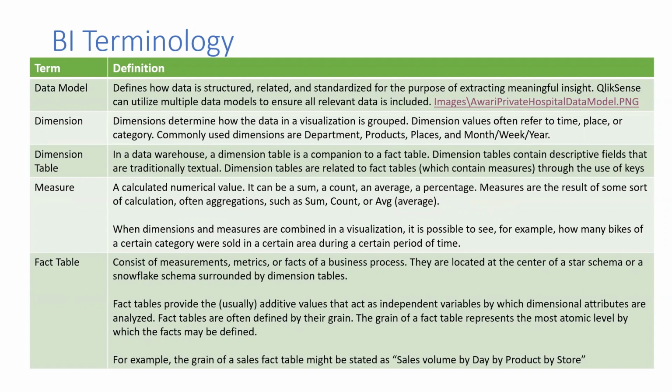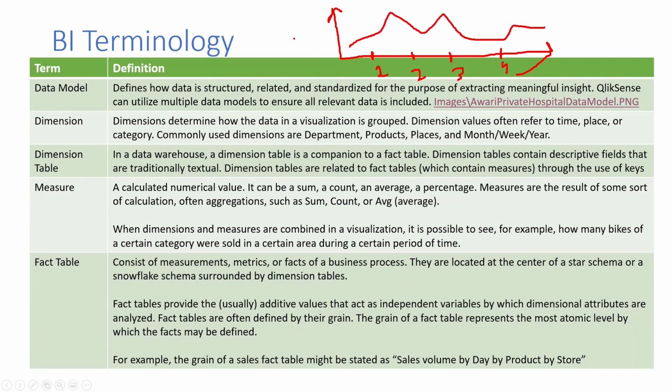For example, how many bikes of a certain category were sold in a certain area during a certain period of time. Now let's take one more example. You have a line chart here. This is your month 1, month 2, 3, 4, and this is the line. And here you have the number of customers. Now, what is the measure and what is the dimension in this chart?